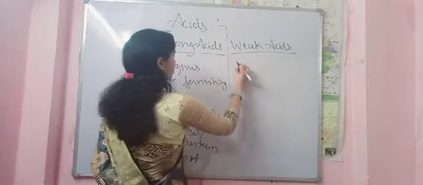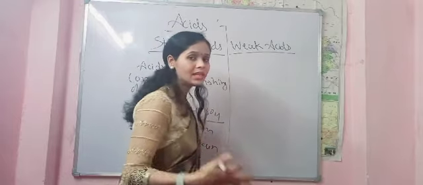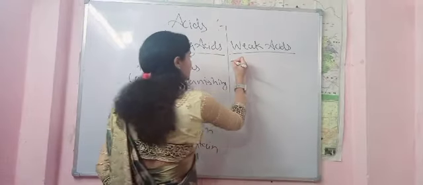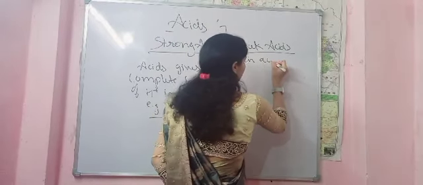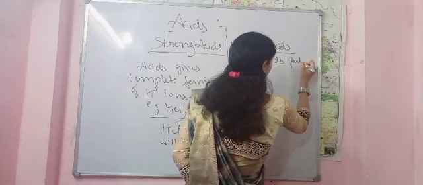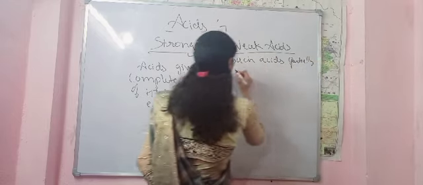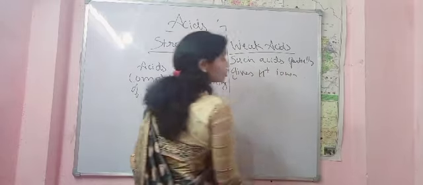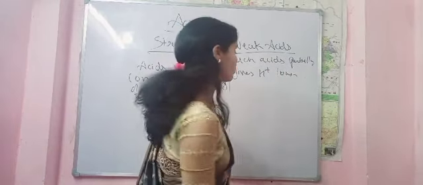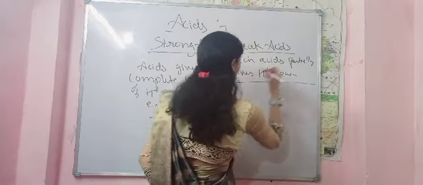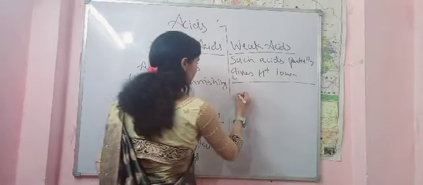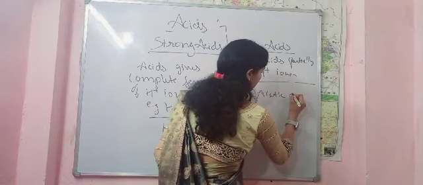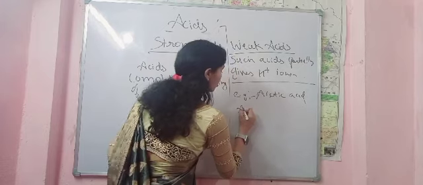Weak acids partially dissociate in water, that is, they partially give H plus ions. They don't dissociate completely when they come in contact with water. Examples are acetic acid and formic acid.